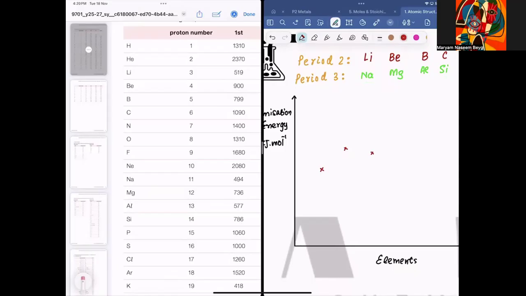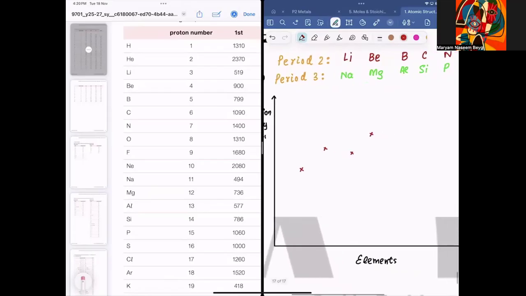If you see, it's 1090. So if it's 1090, it means it is greater than beryllium as well, right? So I'm going to plot it a little high like this. And then the next element is, after carbon, we have nitrogen. And then nitrogen is 1400. So I am going to plot it over here like this.